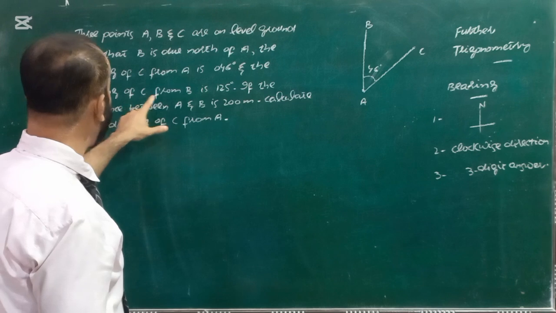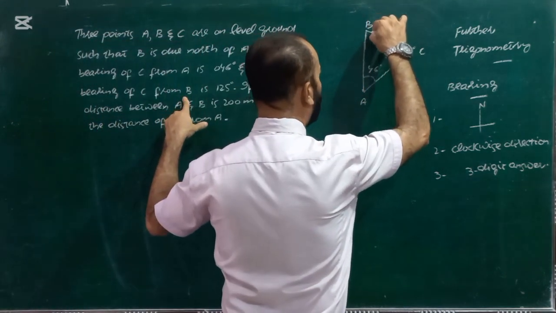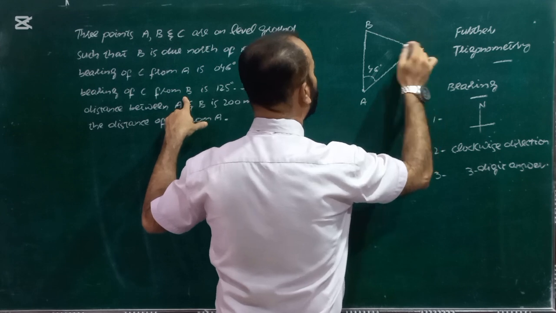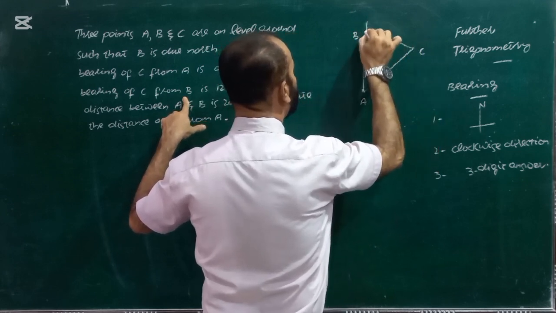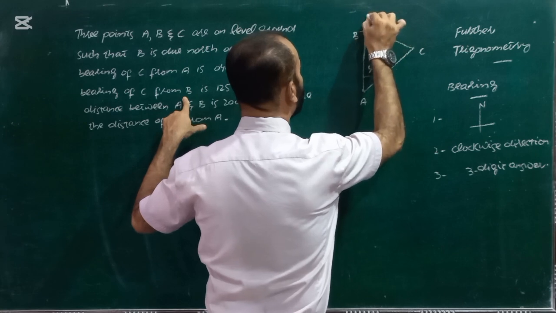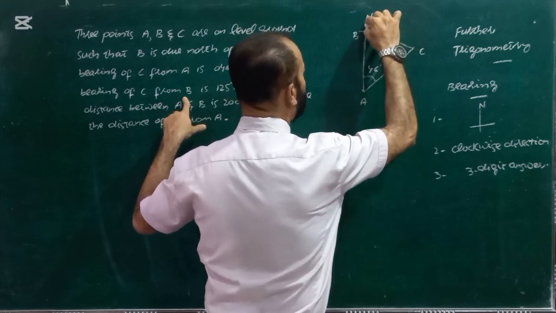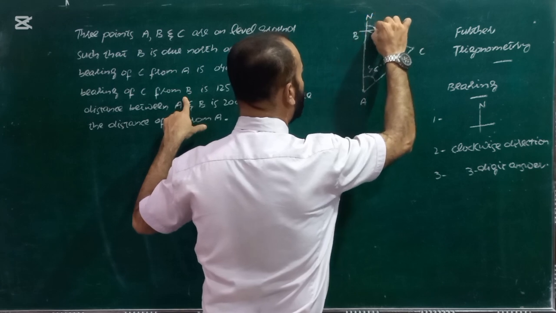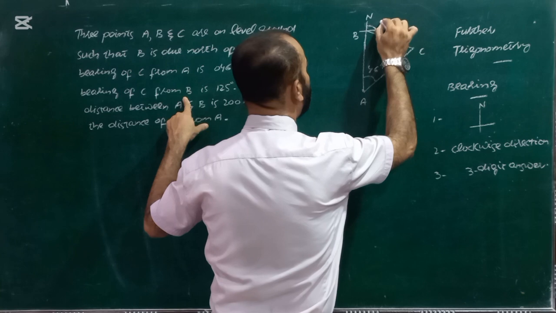And the bearing of C from B. This is the north direction. So C from B will be this angle, and this is 125 degrees.